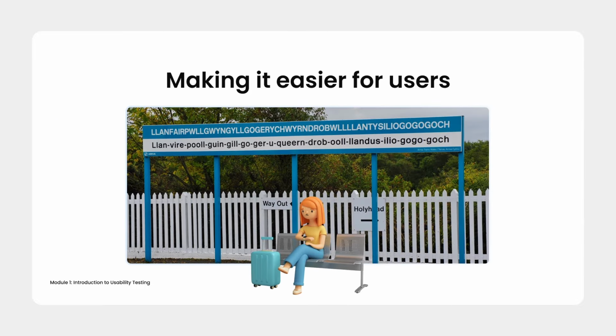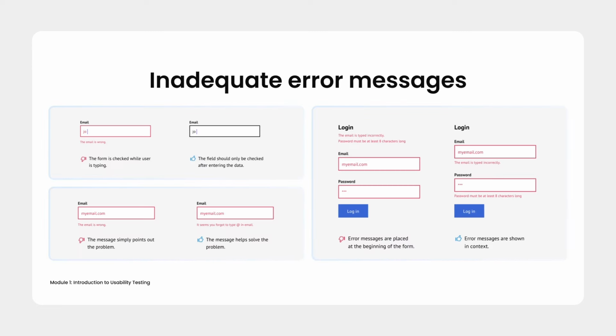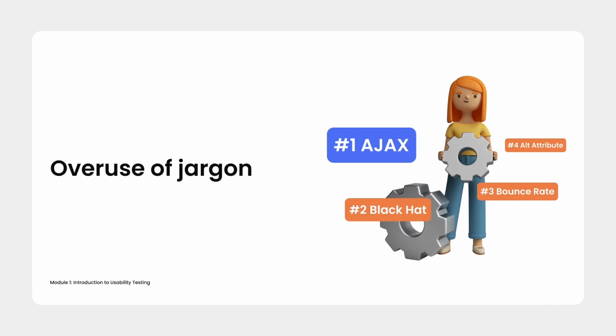Complex URLs. Keep your URLs simple and descriptive, making it easier for users to understand and remember. Content not organized by hierarchy. Use headings, subheadings, and other formatting to organize content logically. Inadequate error messages. Provide clear, helpful error messages that guide users in resolving issues. Overuse of jargon or technical terms. Write content in plain language to ensure it's easily understood by a broad audience.